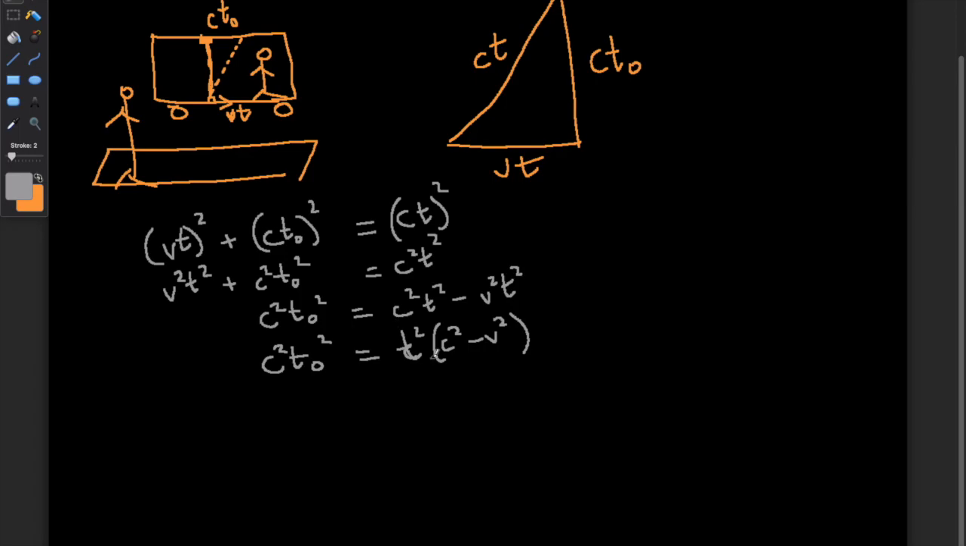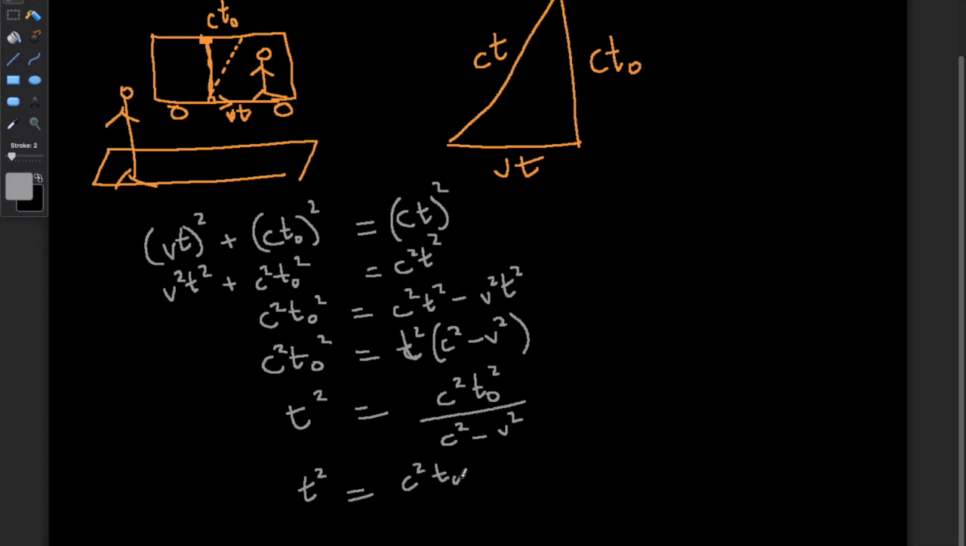Because we're deriving time dilation t, we're trying to get that on its own. So what we're going to do is divide by the bracket. So we'll have c squared t naught squared over c squared minus v squared. Now for the next step, it's sort of like a magic step, because what we're going to do is try and cancel out the c squared. So we're going to leave the top as it is.